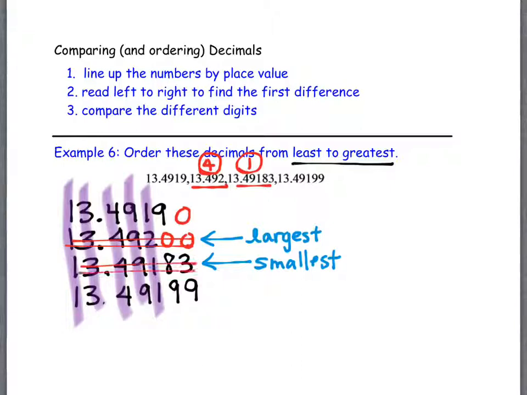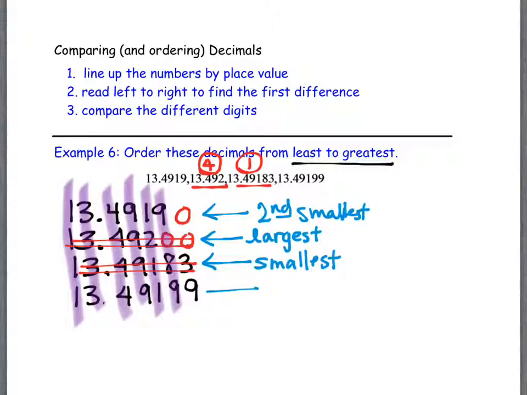And now again, I can ignore this value because I've already made a decision about it. The other two both have a 9 in that place. So if I ignore the 9 in that place on both of them and go to the next digit, I'm comparing a 0 and a 9. So what does that tell me? 0 is smaller, so this is the second smallest.